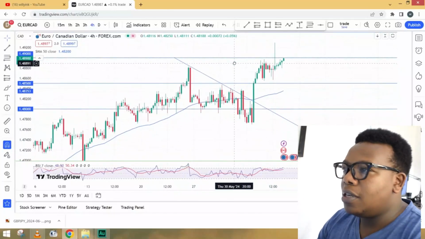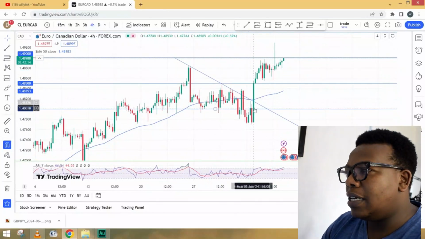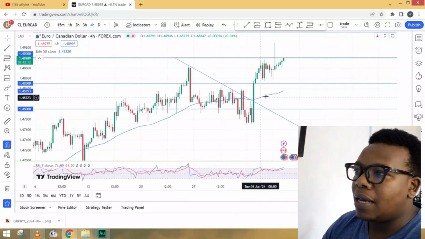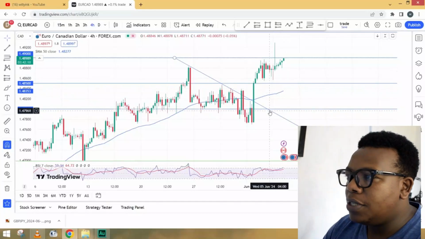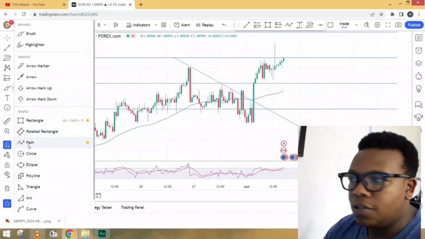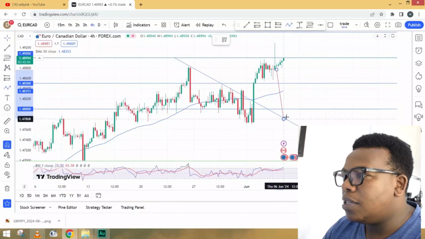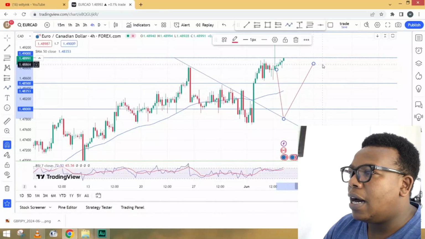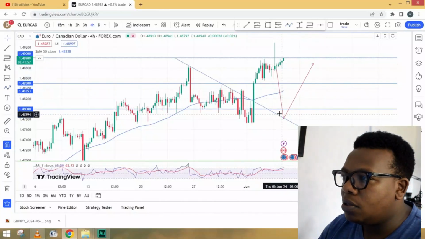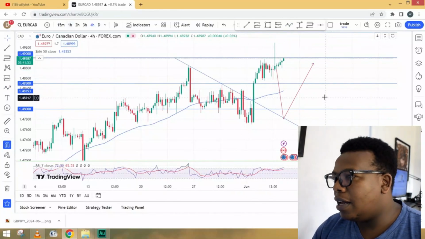So one thing you need to understand is that whenever the market breaks above the trend line, there is a high possibility the market has to come back first, retest this area, and then move forward. So we can quickly draw something like this. As much as the market moves up, we are anticipating the market might find a way to come back here, retest this zone, and then keep moving forward. So that is at the 4 hours time frame.